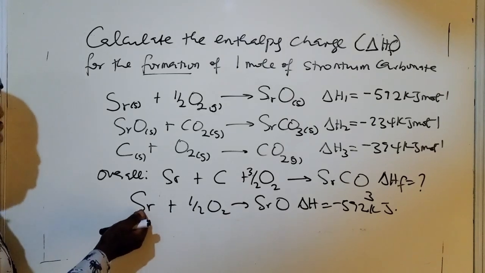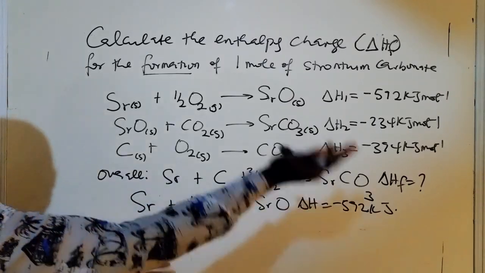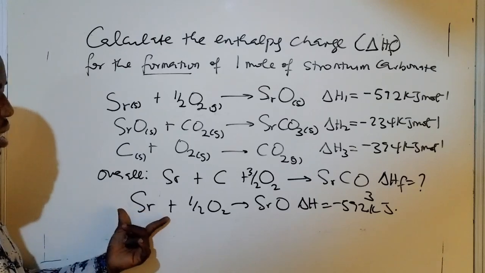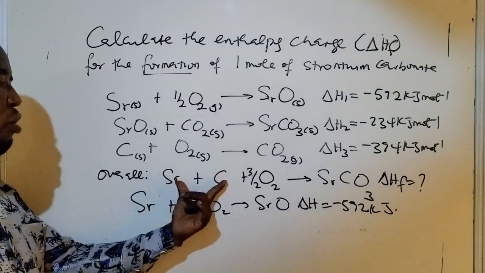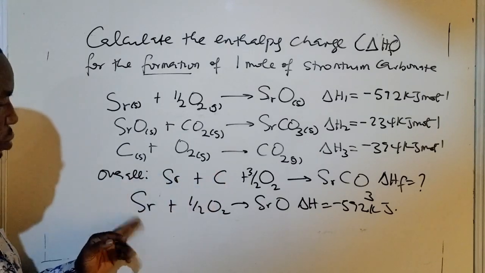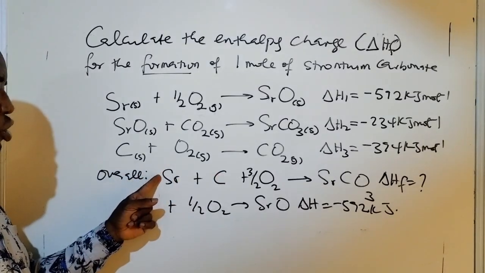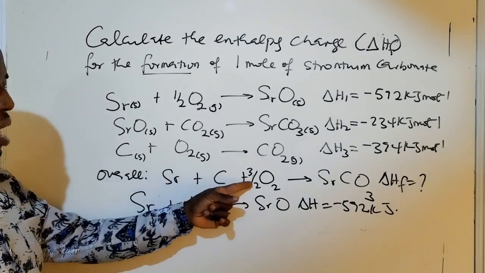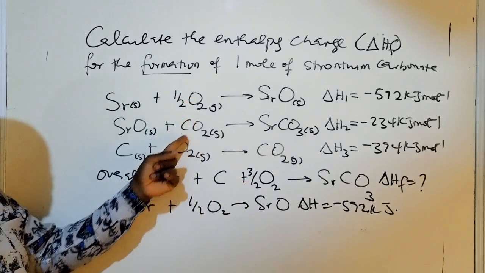Had it been that the strontium appeared on this side, we would have inverted or reversed it. So strontium is on the same side as in the overall equation, and we have 1 mole here and the same 1 mole there, not minding that oxygen is different. I kept oxygen like that because oxygen is found in another equation.